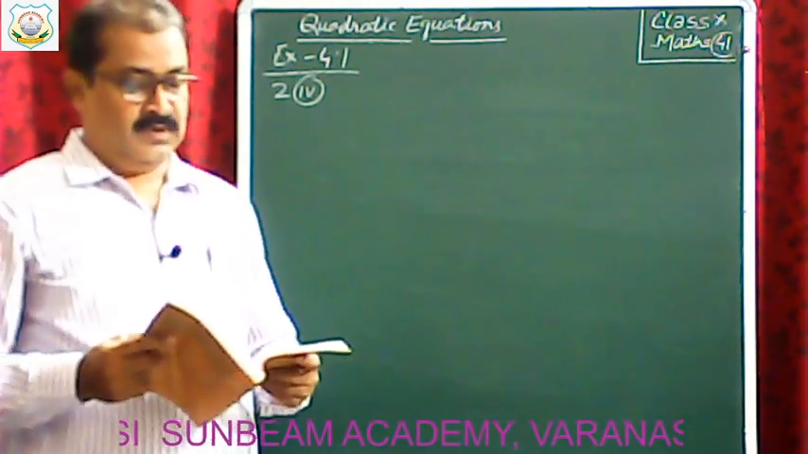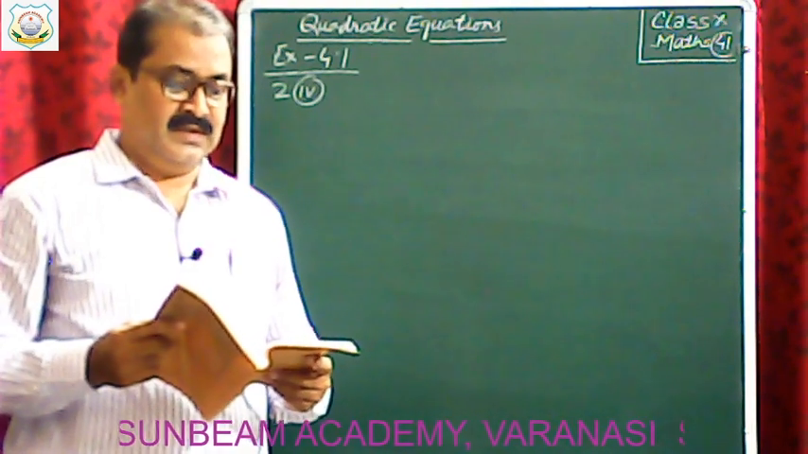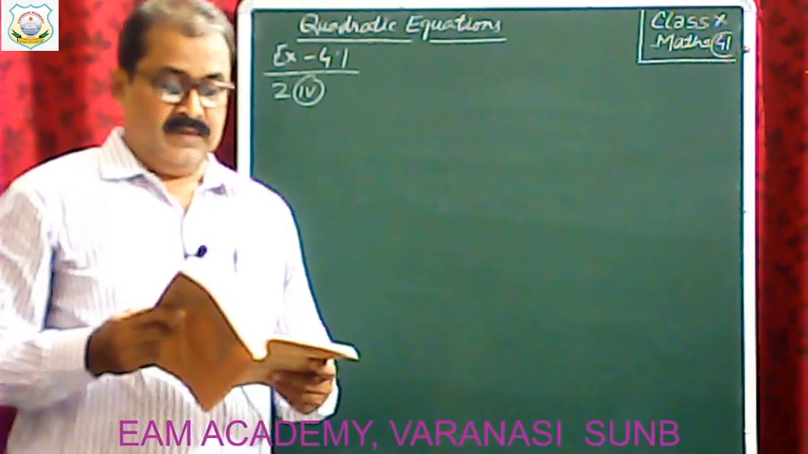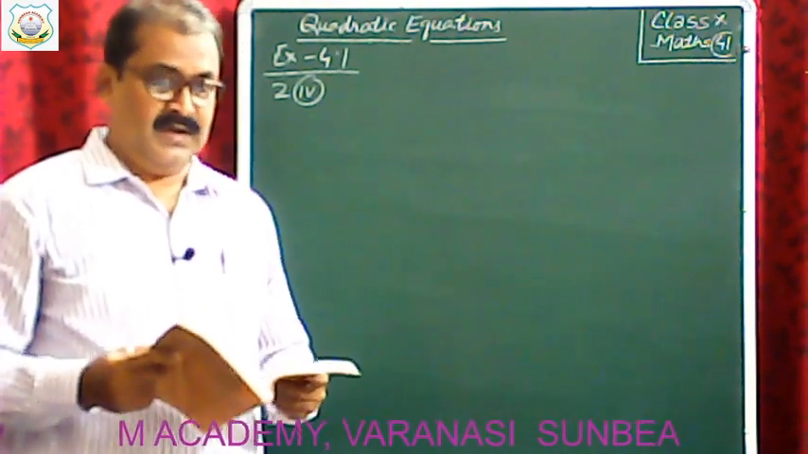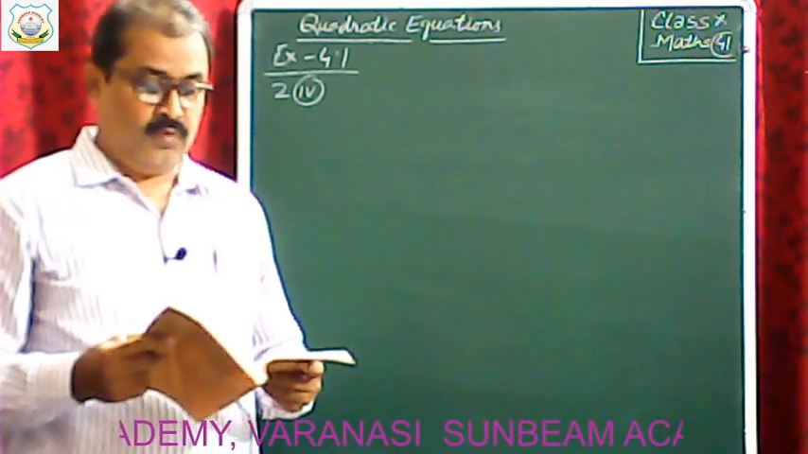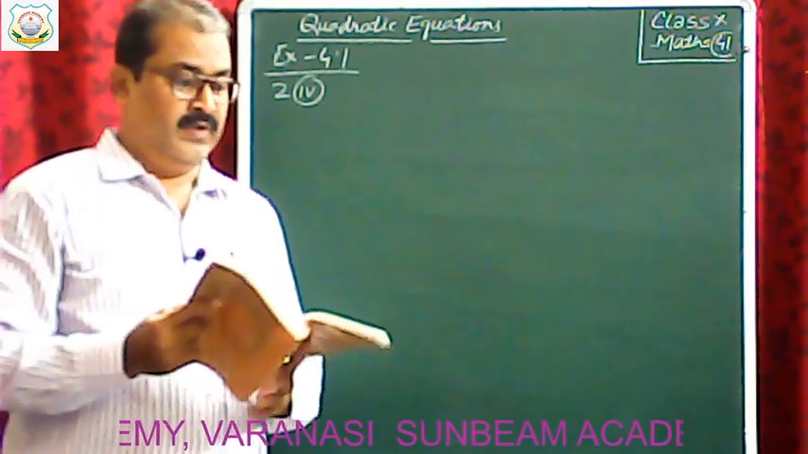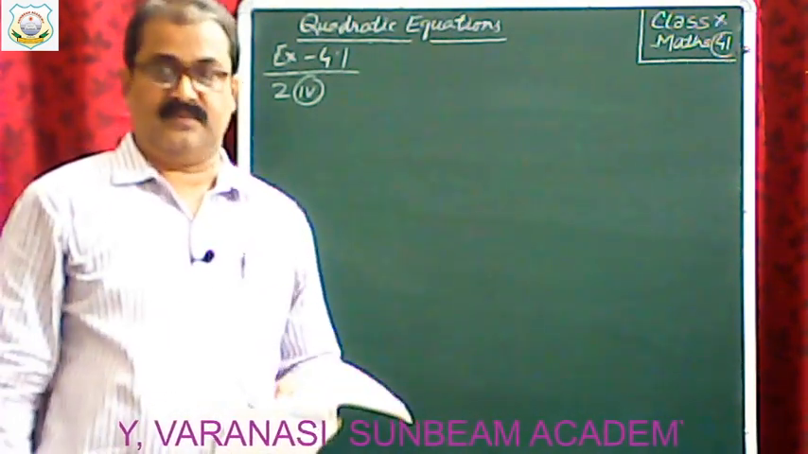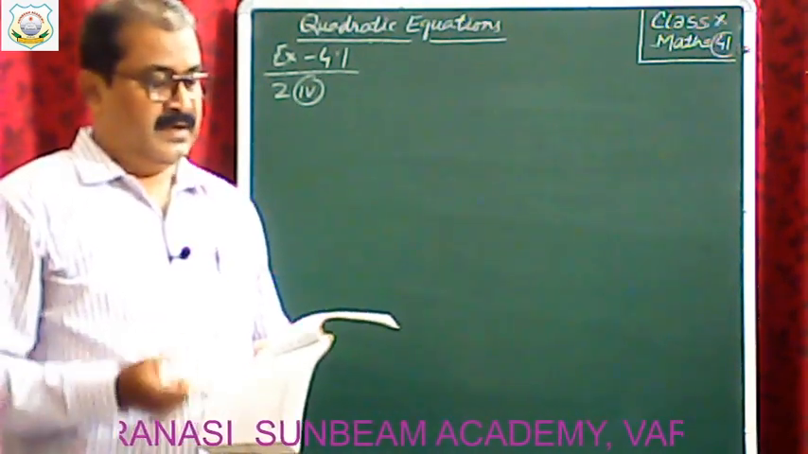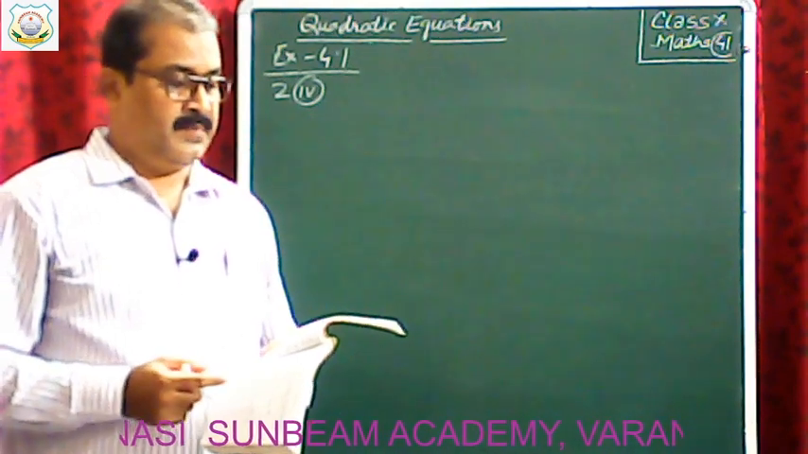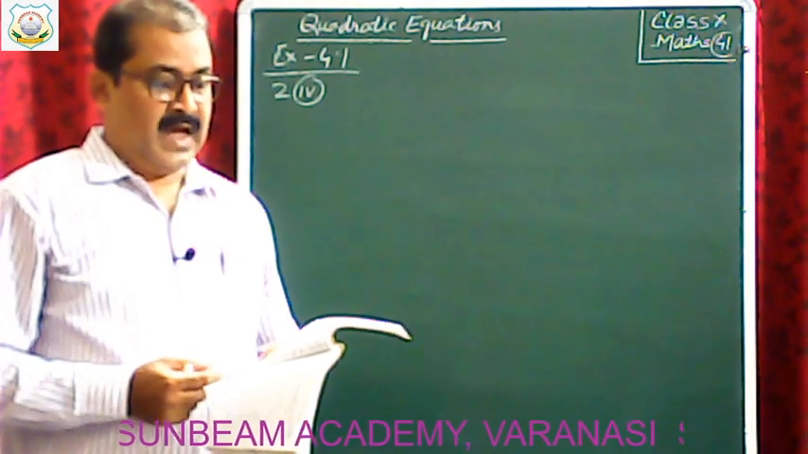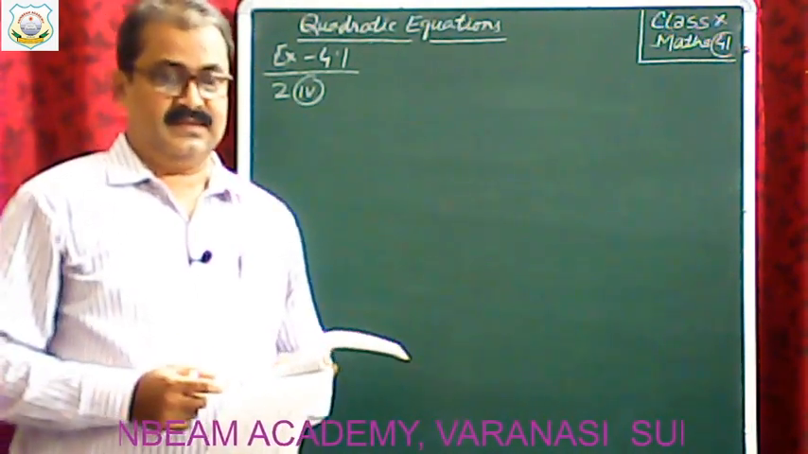Okay. Question number 2, 4. A train travels a distance of 480 km at a uniform speed. If the speed had been 8 km per hour less, then it would have taken 3 hours more to cover the same distance. We need to find the speed of the train. Okay, a train covered a distance of 480 km. If the speed of the train is reduced by 8 km per hour, then it would have taken 3 hours more to cover the same distance.